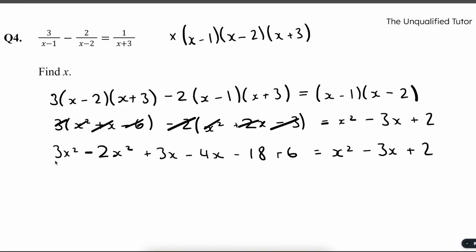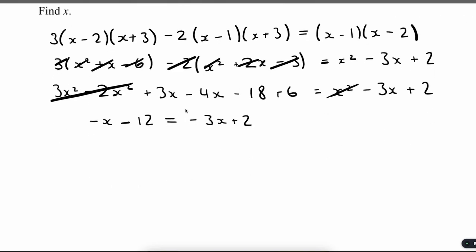Now you'll notice that this is 3x squared minus 2x squared, which is just x squared, and there's an x squared on this side, so those will actually cancel out. So we just end up with 3x minus 4x, which is minus x, minus 18 plus 6 is minus 12, and then minus 3x plus 2 on that side, so we can plus the 3x over to the other side and we get 2x minus 12 equals 2. Add 12 to the other side and we get 14, 2x is 14, and therefore x equals 7. So that's our answer, x equals 7.